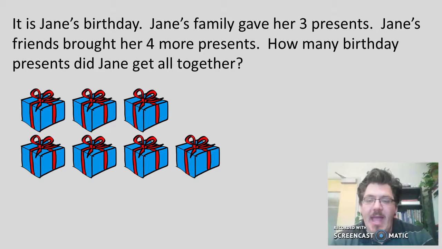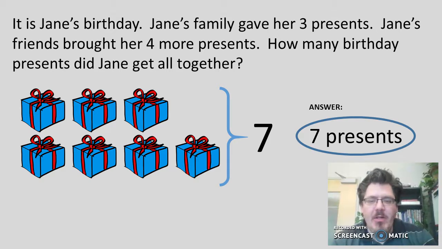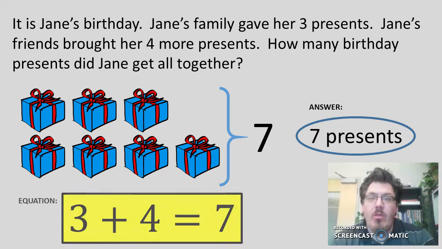In this case, the answer is that Jane received 7 presents. Again, have your child write down the final answer with a label and circle it. It's never too early to start encouraging good mathematical habits. Finally, have your child write out an equation that represents the problem. 3 plus 4 equals 7.